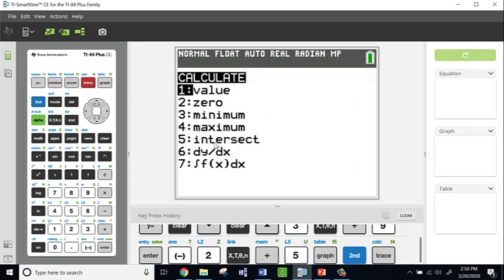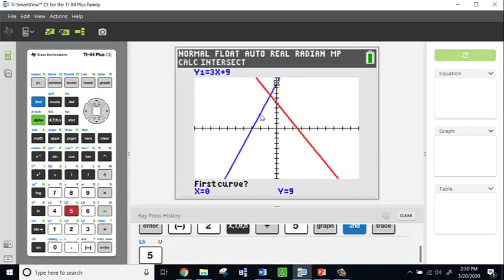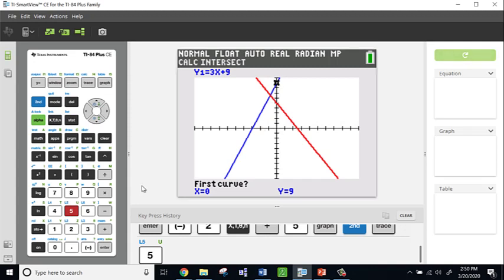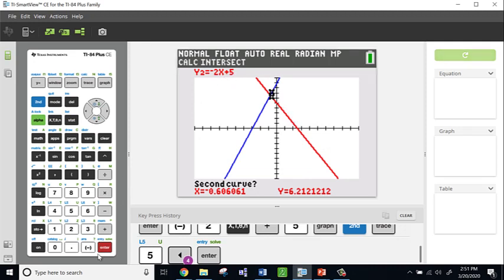And we're going to go down and click number 5 for intersect. And then what happens is you can see it's flashing right here, and it's on this blue line. You're just going to use your arrows, and you're going to go close to it. It doesn't have to be right on the point of intersection, but get close to it, and then hit enter. And then what happens is it turns into the next function, which right now is the red line, and hit enter.